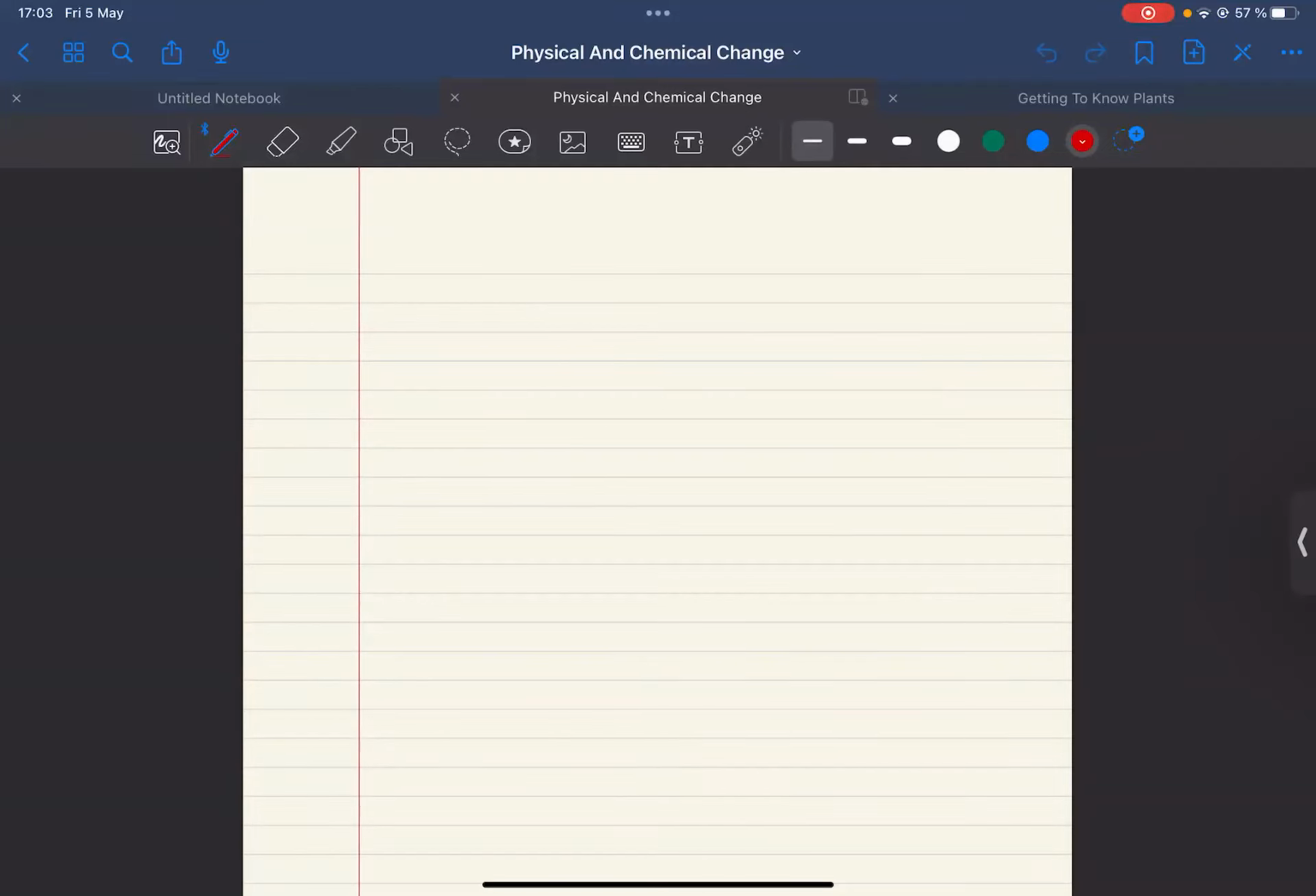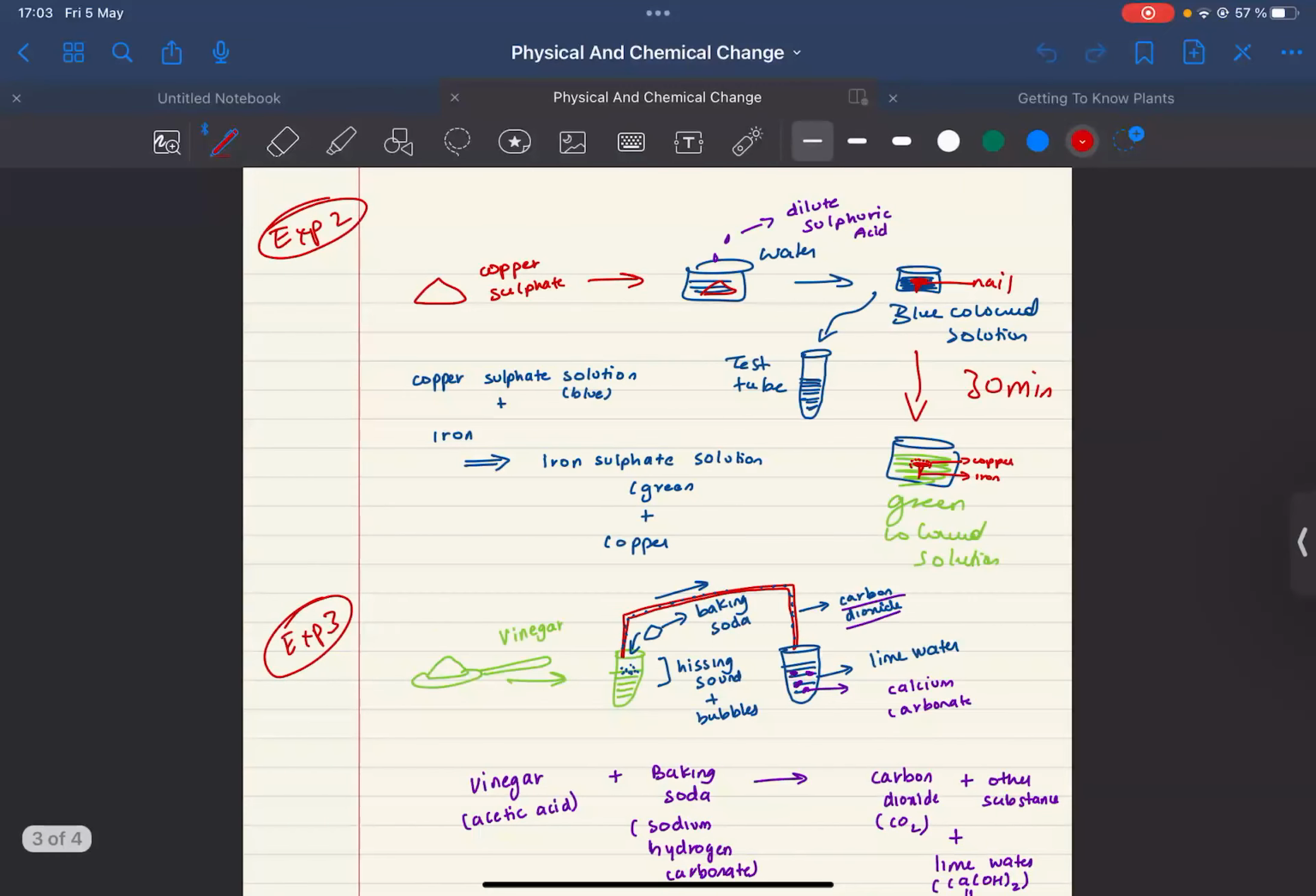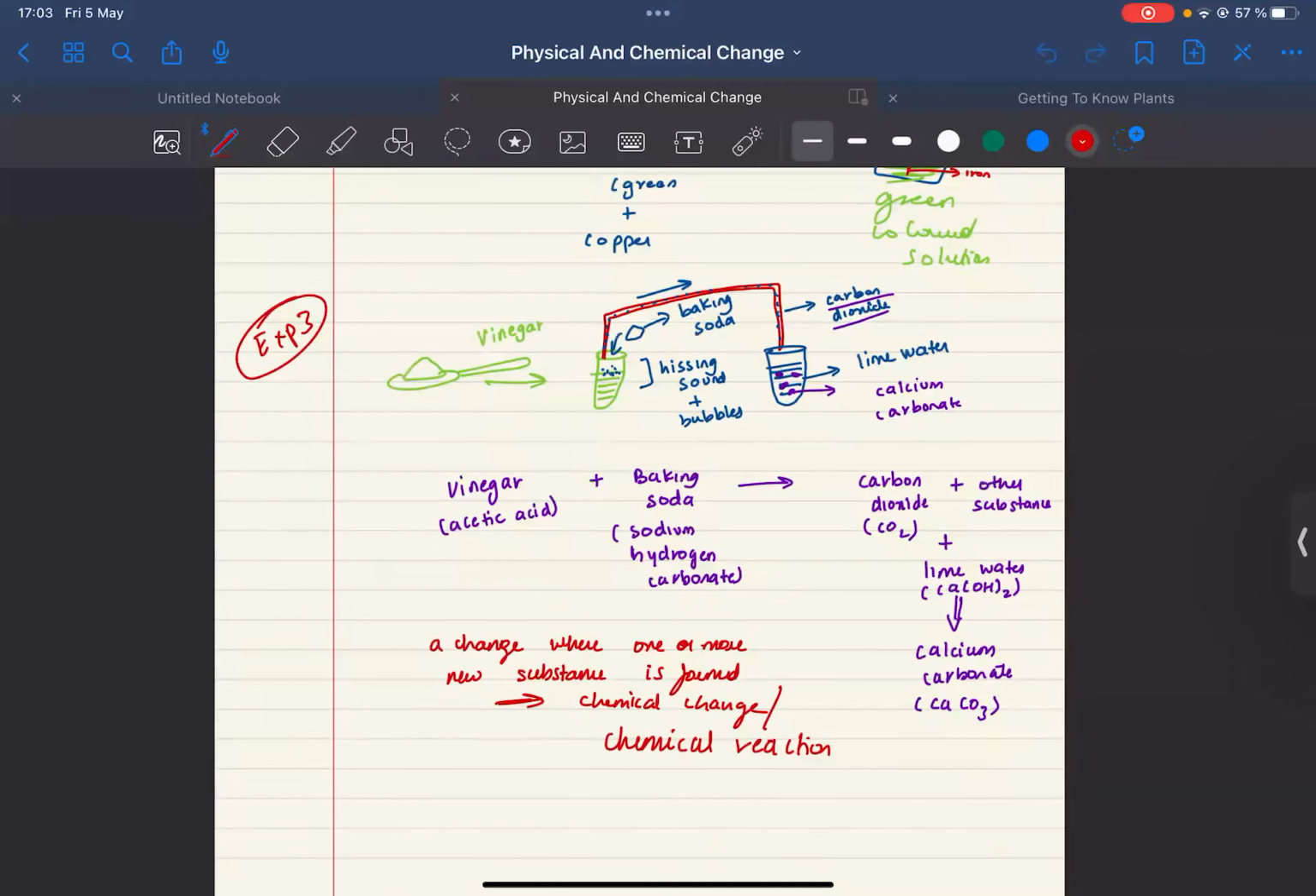Ma'am, can you please show the experiment 3, because in the previous class I had a network problem, so I left that meeting. Ma'am, only experiment 3 I missed. This one, it's not example, it's experiment 3.